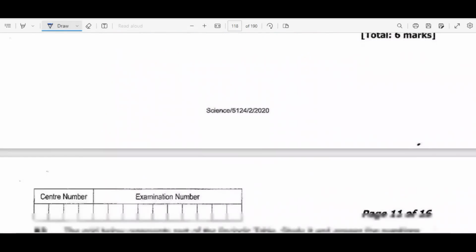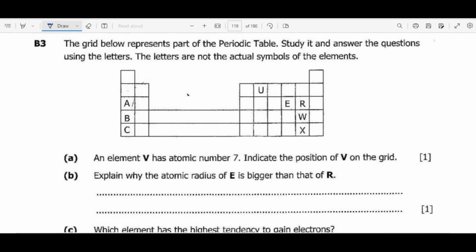Okay, we move on to question 3. The grid below represents part of the periodic table. State it and answer the questions using the letters. The letters are not the actual symbols of the elements. Now the first one, question A, an element V has atomic number of 7. Indicate the position of V on the grid.